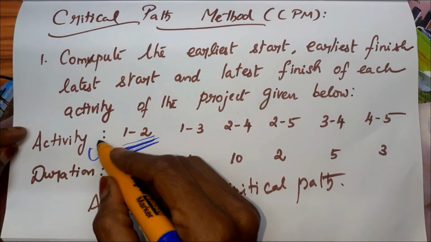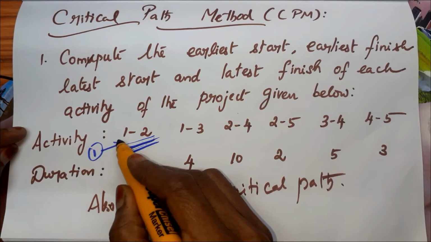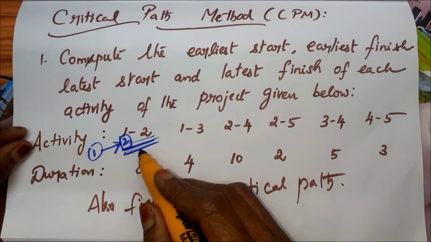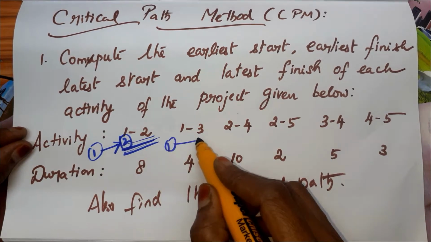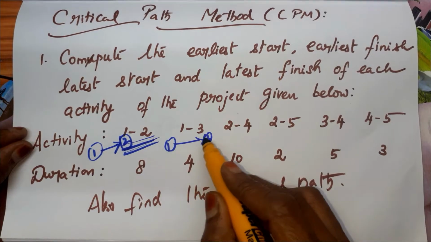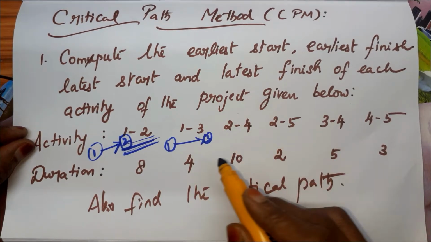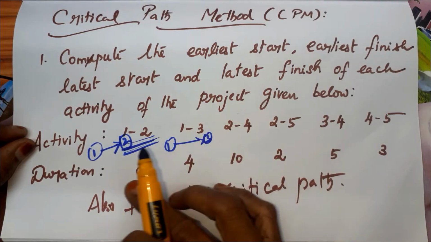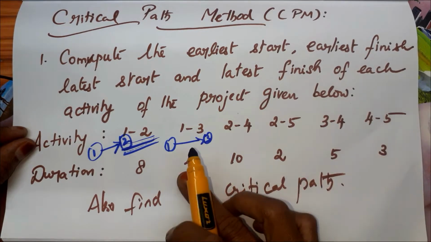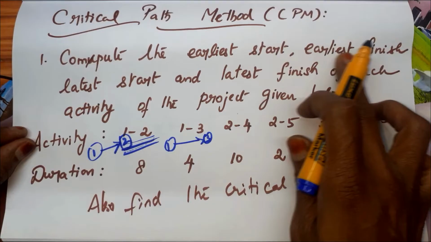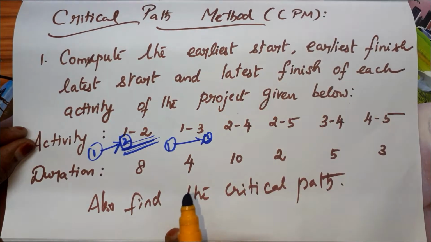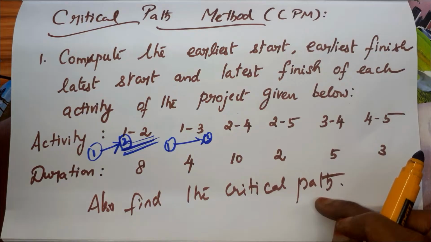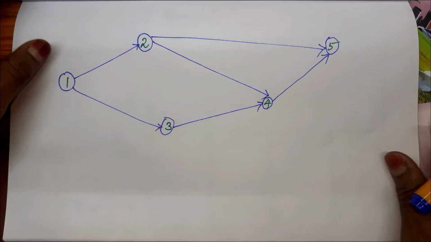So in the first circle we have to take 1 and it ends at the second circle 2. Like that we have to draw the network, and 1 3 means 1 to 3, then 2 4, like that we have to draw. And for the corresponding activities the durations are given. Using that we have to find the critical path of the project given. For that first we have to draw the network.